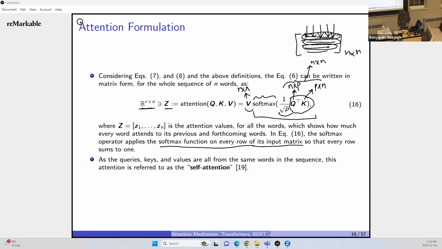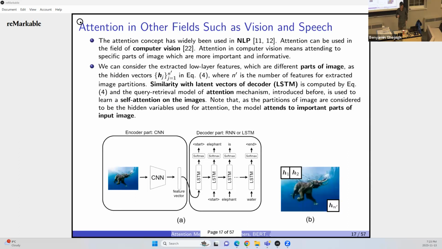Okay. So this is attention. And by the way, if queries, keys, and values are all from the same words in the sequence, it is self-attention because it is calculating attention to itself, right? Self-attention. In a few slides, we'll see another kind of attention, which is cross-attention, okay? So attention is not just for natural language processing. It can be used for computer vision as well.